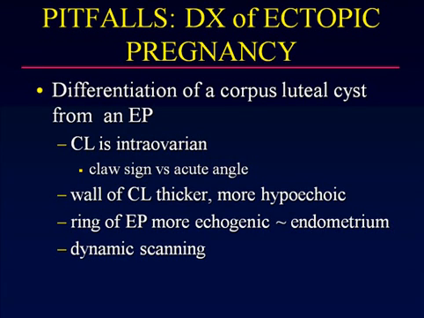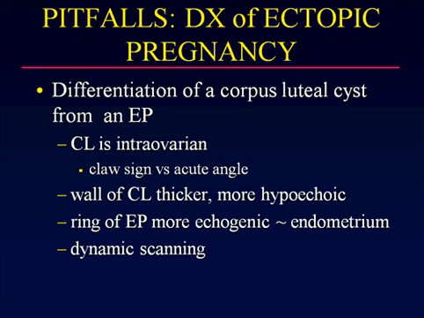Another thing that has been described is that in general the wall of the corpus luteal cyst is thicker, more regular, and more hypoechoic than the wall of the ectopic pregnancy, although there is certainly overlap with the ring of the ectopic pregnancy, which tends to be a little bit more echogenic, similar in echogenicity to the endometrial stripe or the ovarian stroma. But again, while those are tendencies, there is overlap between the two appearances.